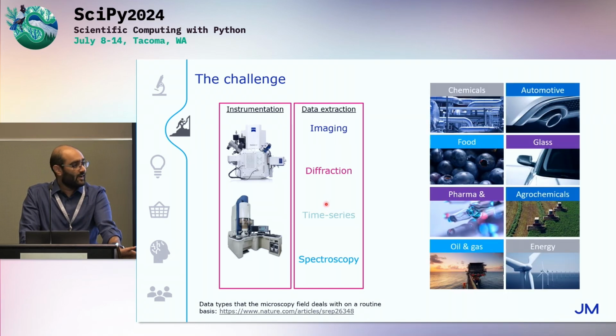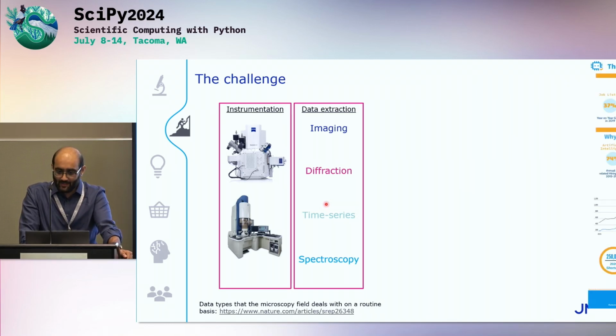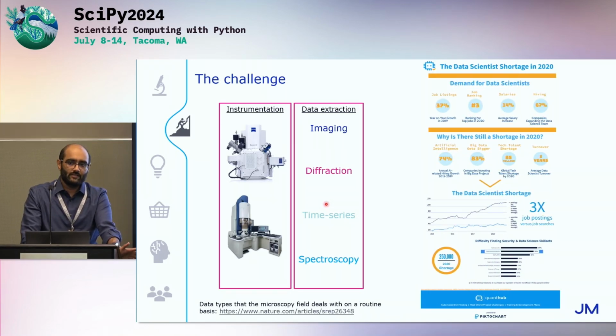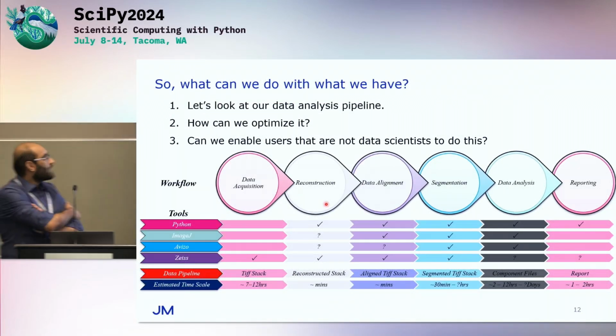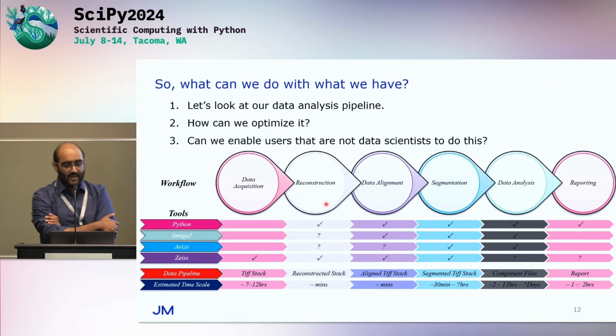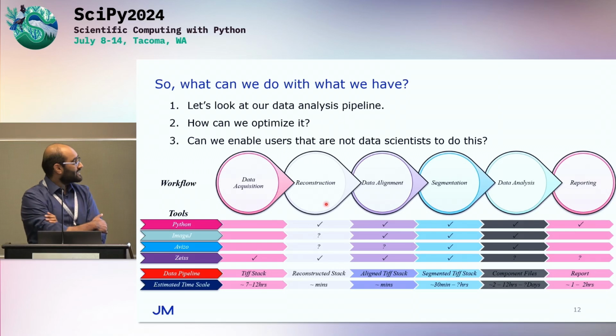We also have a burden where, as a large company, we deal in a lot of areas. So we have materials that are not very well, nothing is generally standardized in this area. And also we have a need for data scientists because we lack that in the field. So 5 years ago, we decided to look at what we can do about this. How can we optimize our data analysis pipelines, and can we enable research scientists who are not data scientists to do this type of analysis?